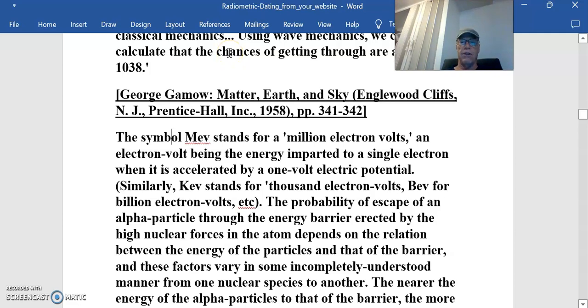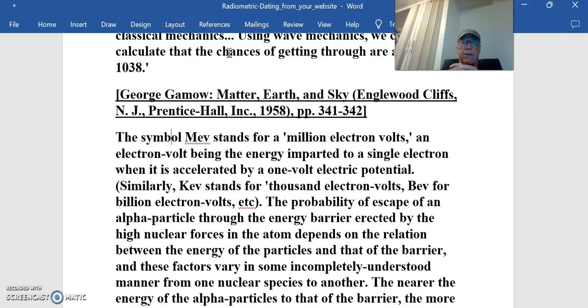Matter, Earth, and Sky. The symbol MeV stands for a million electron volts, an electron volt being the energy imparted to a single electron when it is accelerated by a 1 volt electric potential. Similarly, keV stands for 1,000 electron volts, BeV for billion, and so on.